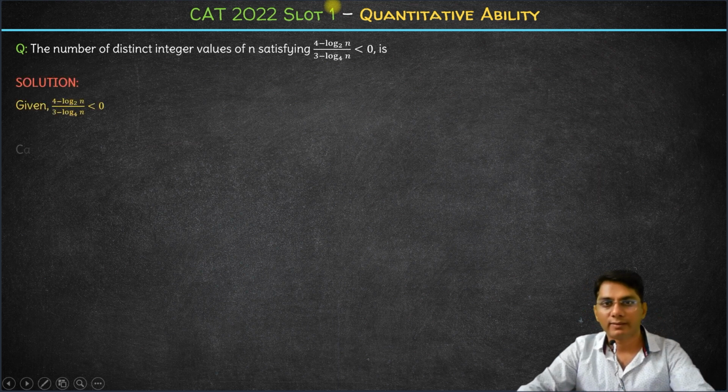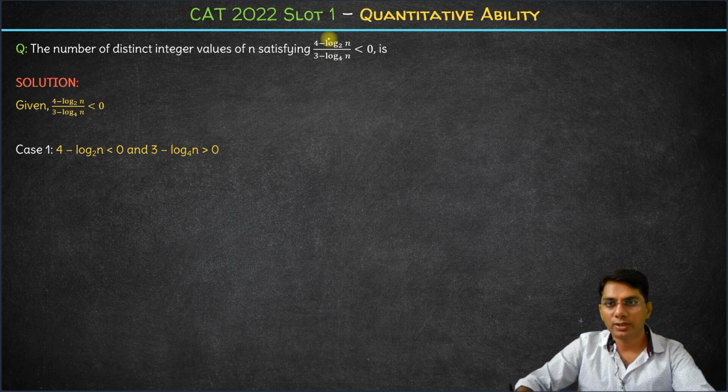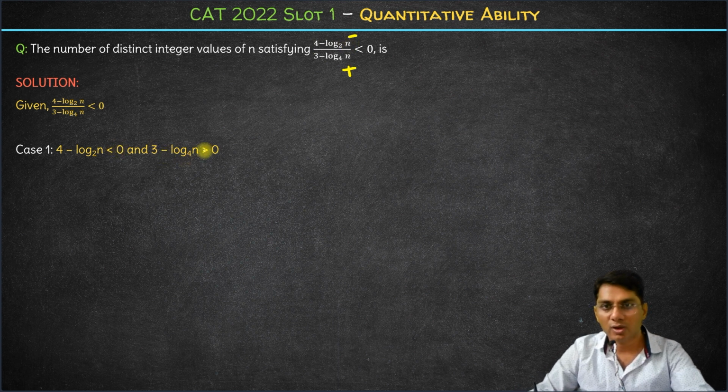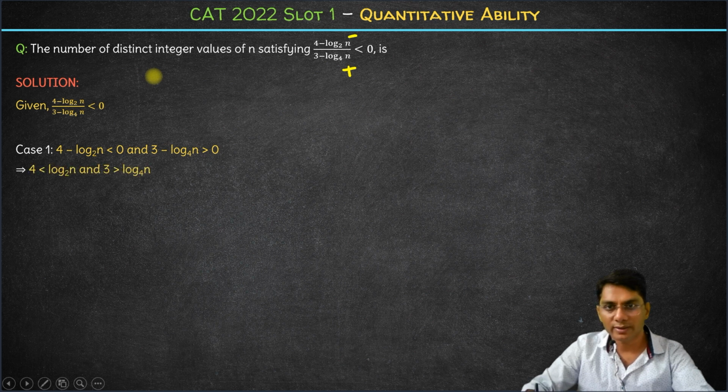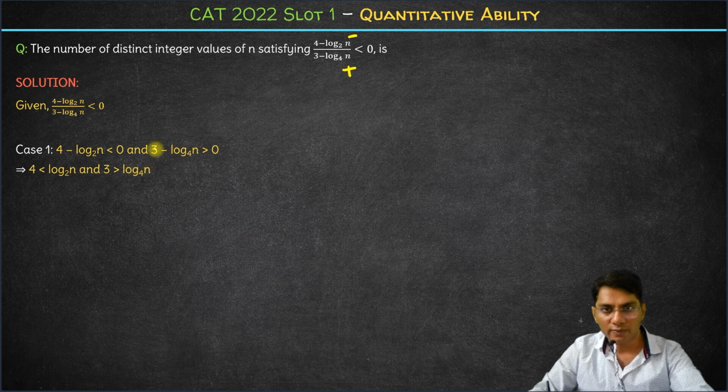The first case here will be when we assume the numerator to be negative and the denominator to be positive. So 4 minus log of n base 2 should be less than 0 and 3 minus log of n base 4 should be greater than 0. So solving this, we get 4 is less than log of n base 2, and 3 should be greater than log of n base 4. Now converting this inequality into exponential form, we'll have the number n.